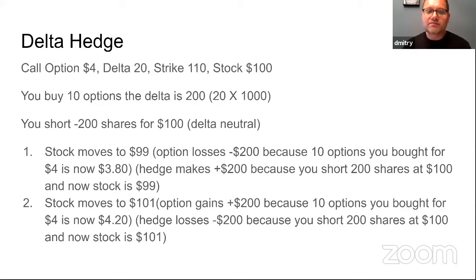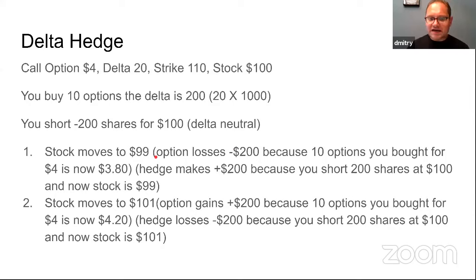How do I hedge that? Well, I'm long 10 of these options. That means I'm long 200 deltas. To hedge it, I need to short 200 shares. Then I'm delta neutral. This is my delta risk. I need to short 200 shares to be delta neutral. So the stock right now is 100 bucks. I sell 200 shares. Let's see how that looks when the stock moves.